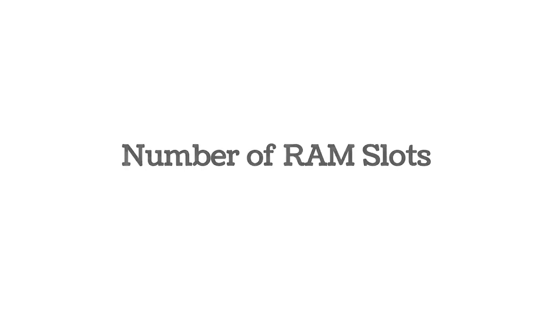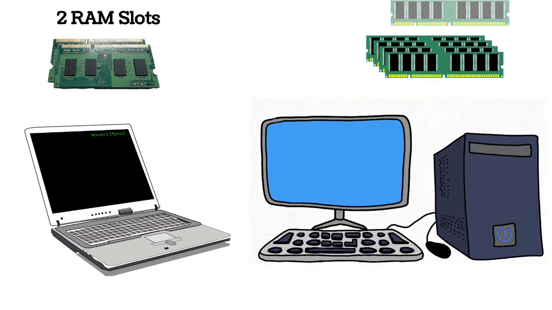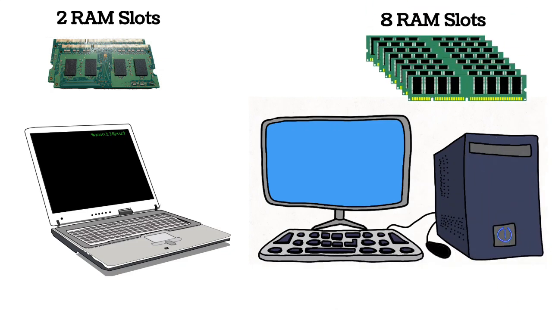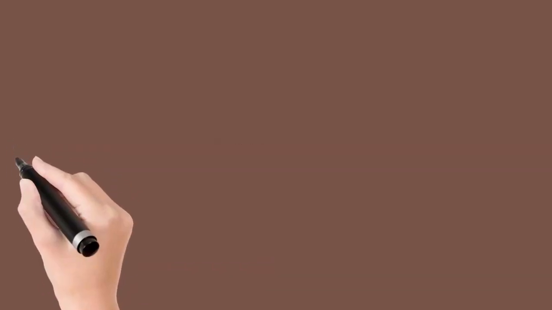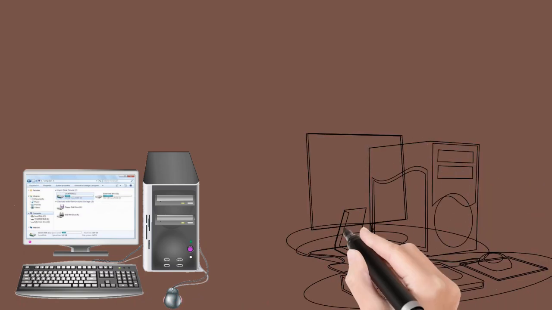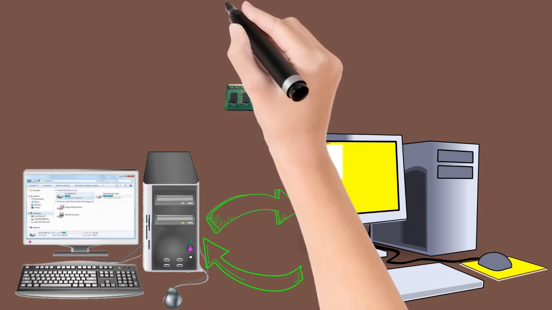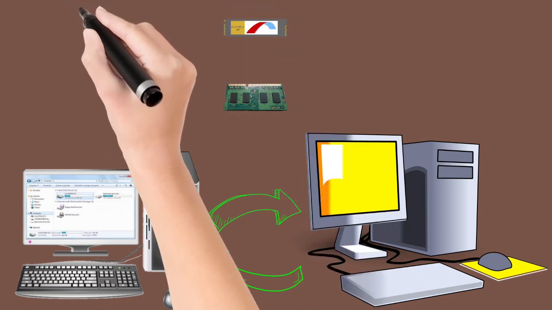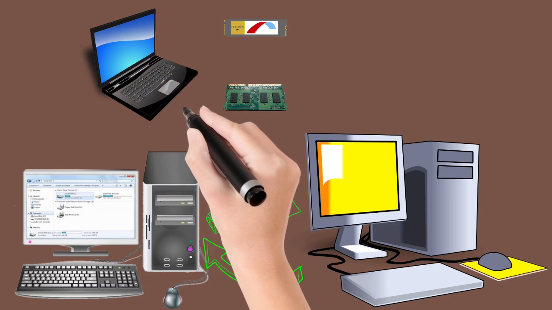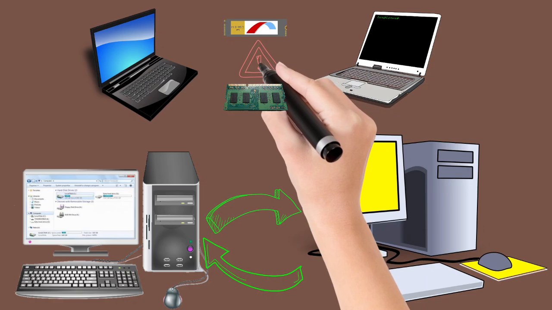Number of RAM slots. Most laptops have only 1 or 2 RAM slots, but desktop motherboards contain up to 8 RAM slots. Fitting. We can fit the hardware parts of one desktop into another desktop with the same configuration. But apart from RAM and a hard drive or SSD, we cannot fit any other hardware parts of one laptop in another laptop with the same configuration.